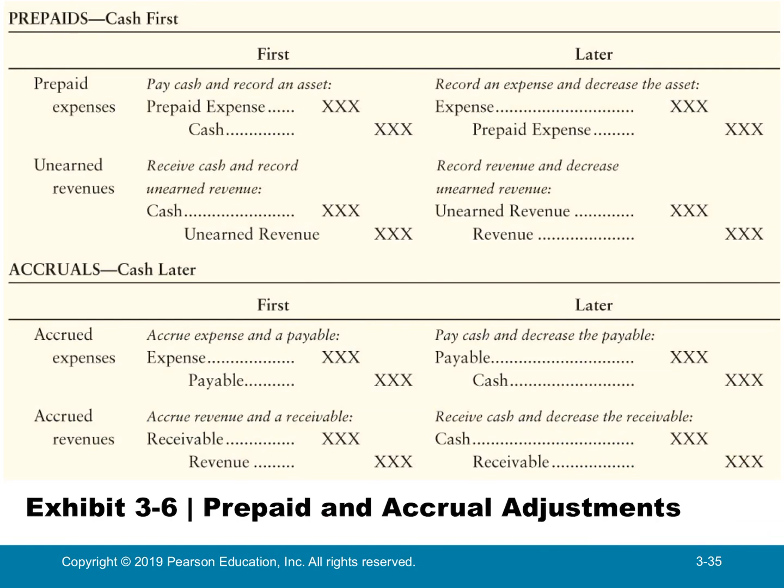So here's just an example of prepaids. I'm not going to go through this all. This is just coming straight out of the book. So you're welcome just to take a closer look here. And it shows you what happens when you have prepaids, cash first. What happens when you first pay cash and record an asset. And then what happens later on, you're going to record an expense and decrease that asset, right? So you can follow these examples for prepaid expenses, unearned revenues, accrued expenses, accrued revenues. So just get comfortable with these journal entries. You need to know these and follow them closely.